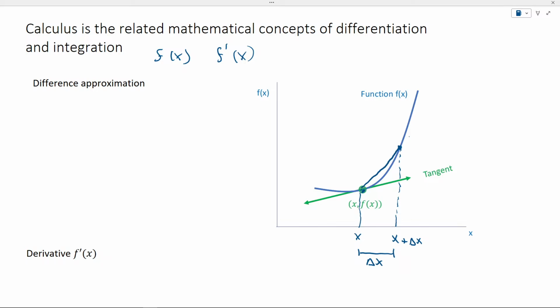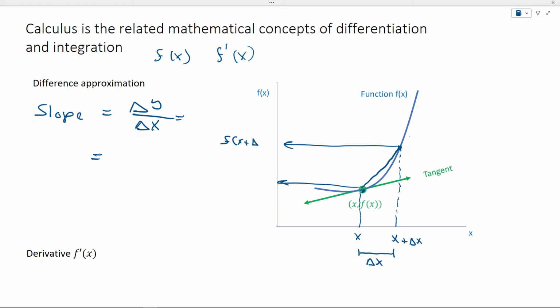So what is the slope of this line? Now I know how to get the slope of this line, because the slope is delta y over delta x. That would be this value minus this value, divided by this x minus this x. So here this is f of x plus delta x, and this is f of x.